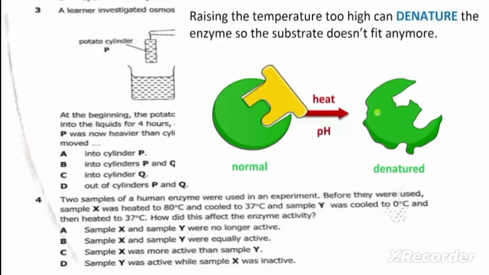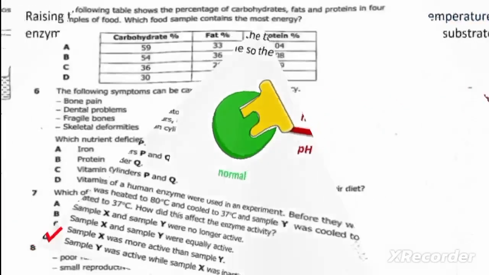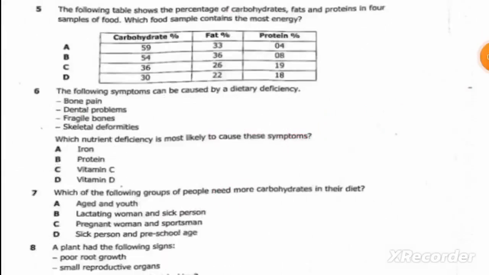Then enzyme Y was cooled to 0 degrees Celsius. So take note, this enzyme was only inactive, but it can come back. It can be reversed and perform its function. So therefore, our correct answer is D. Sample Y was active while sample X was inactive. We shift to the next question, which is question 5.